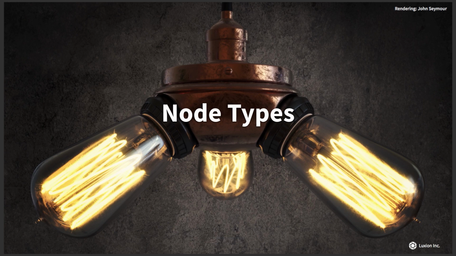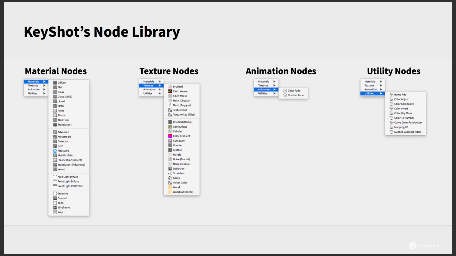So we mentioned there are 4 types of nodes. Let's take a look at these. KeyShot's node library has material nodes, texture nodes, animation nodes, and utility nodes. These can be accessed from the node library, which was on the left-hand side of the material graph, or you can right-click in the work area to access this cascading drop-down menu. And this is my preferred way to work just because it's a little bit faster.